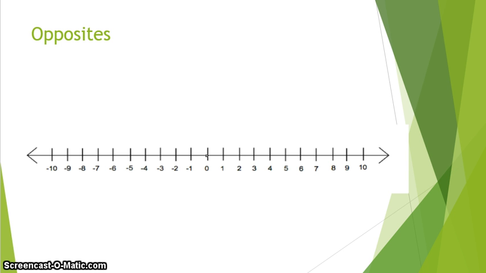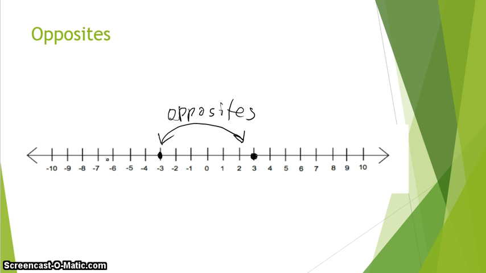So for example, here I have 0. I have the positive numbers to the right of it, and I have negative numbers to the left of it. So if I asked you to graph 3, you would just simply put a point on 3. Now, if I ask you for an opposite of 3, all that means is that this positive 3 will now become a negative 3. So these are opposites.